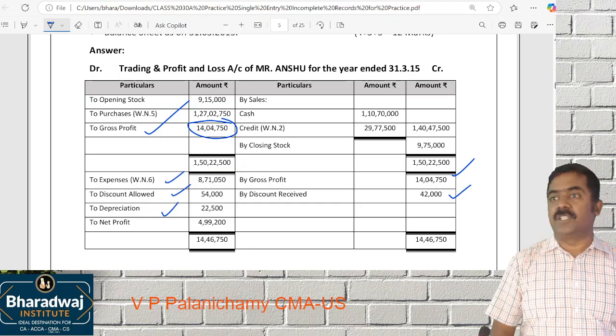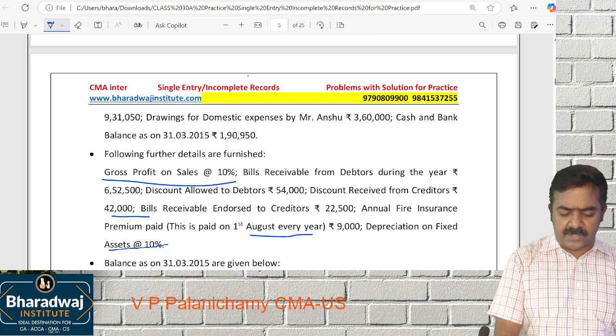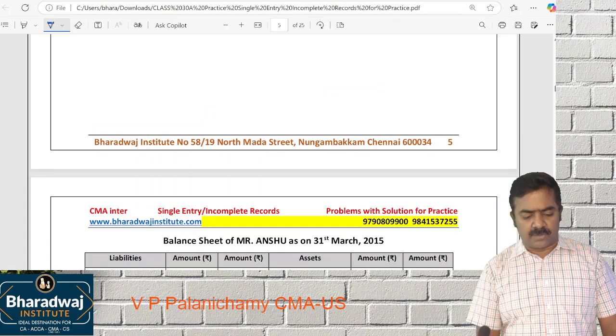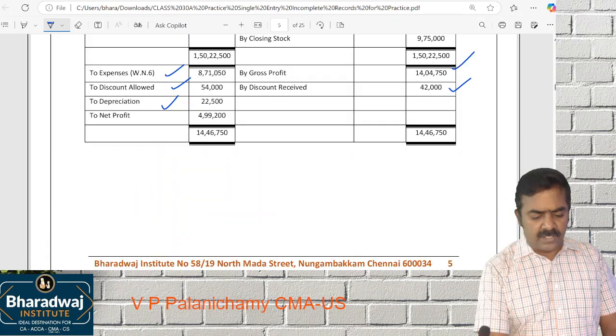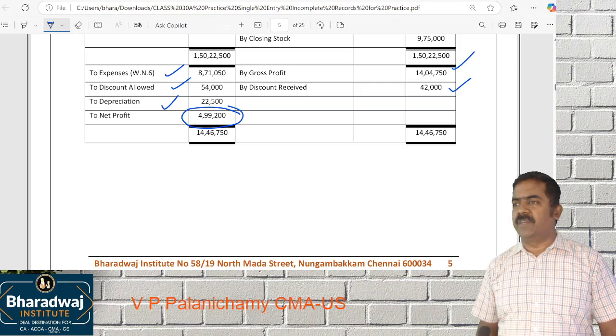What percentage of depreciation on fixed asset is given? Depreciation on fixed assets how much? 10% is given. Fixed asset 2,25,000 into 10% will give us 22,500. Give us how much? 22,500 depreciation. As a balancing figure we get which one? Net profit. Balance sheet simple.